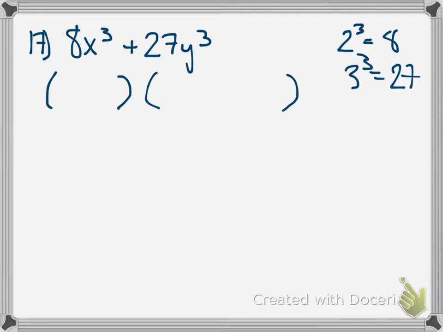So what's the cube root of 8? That's a 2. And the cube root of 27 is a 3. And then since there's an x cubed, I'll put an x. Since there's a y cubed, I'll put a y. That's a plus. Okay, so for the next part, I'm supposed to square this term.